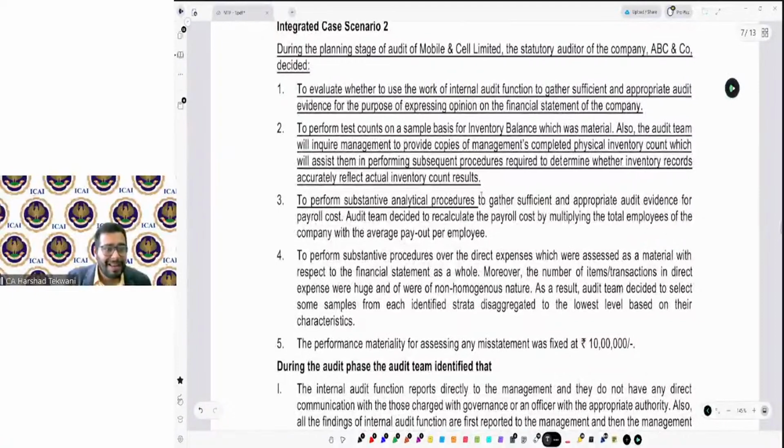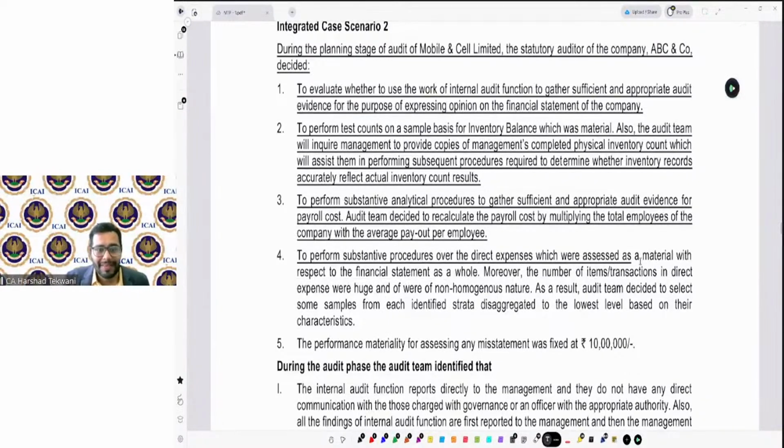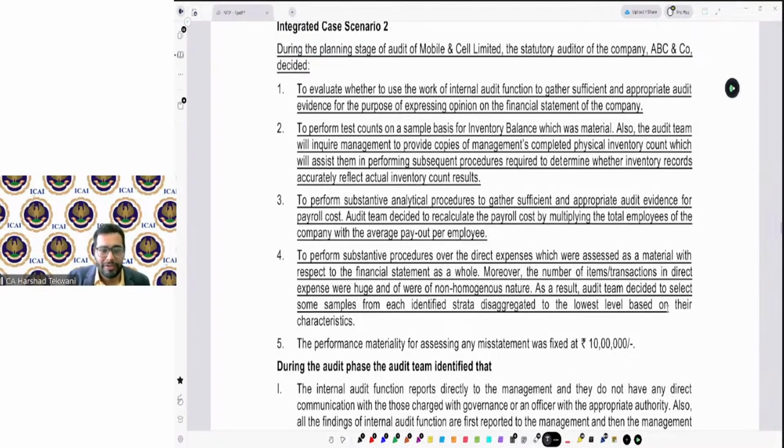To perform substantive analytical procedures to gather sufficient and appropriate audit evidence for the payroll cost, the audit team decided to recalculate the payroll cost by multiplying the total employees of the company with the average payout per employee. To perform substantive procedures over the direct expense, which was assessed as material with respect to the financial statements as a whole, and since the number of items or transactions in direct expense was huge and of homogeneous nature, the team decided to select samples from each identified stratum, disaggregated to the lowest level based on their characteristics. The performance materiality for assessing any misstatement was fixed at 10 lakh rupees.